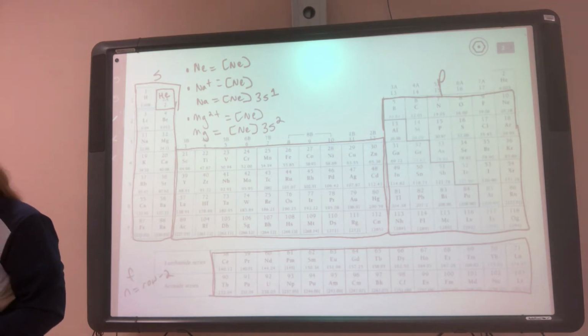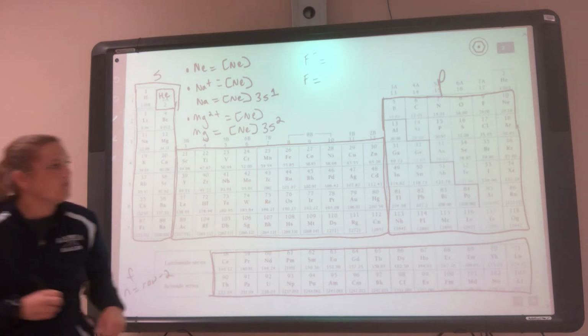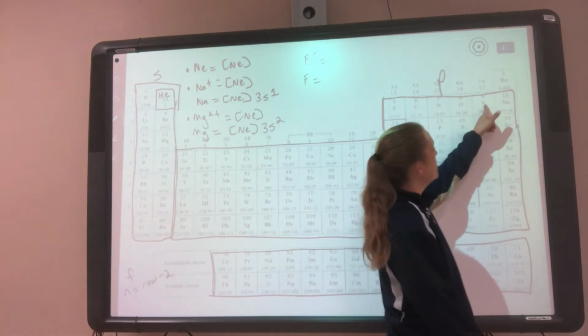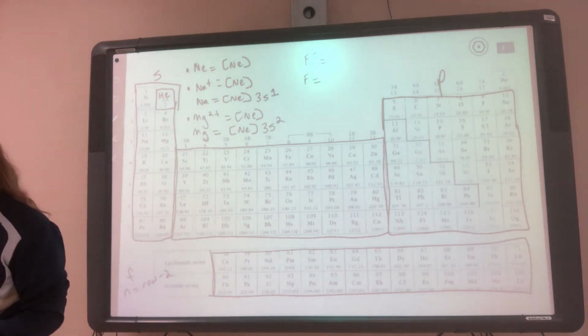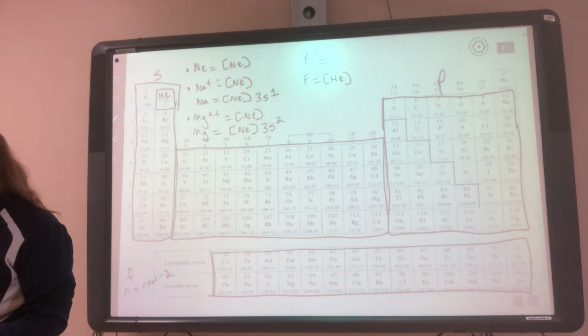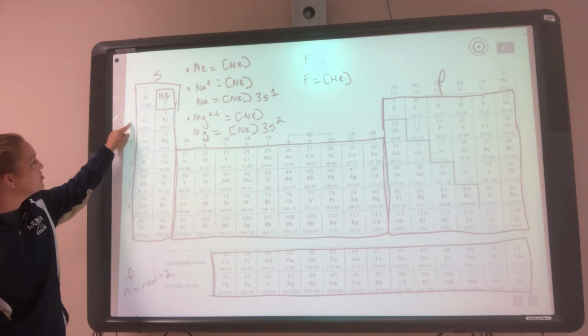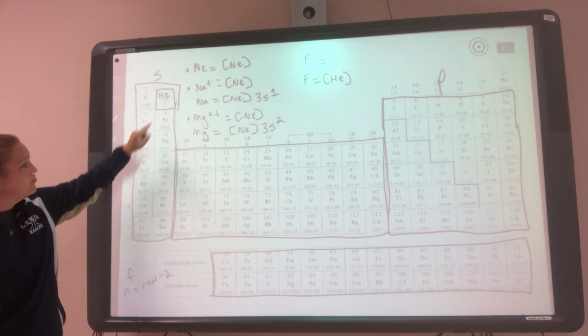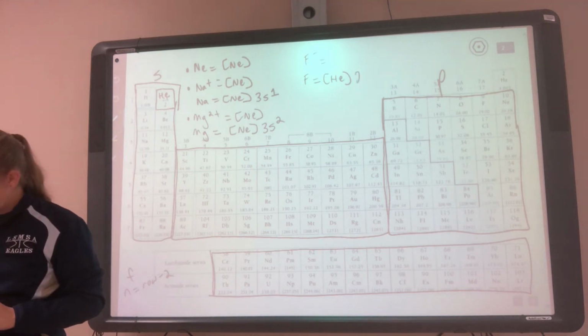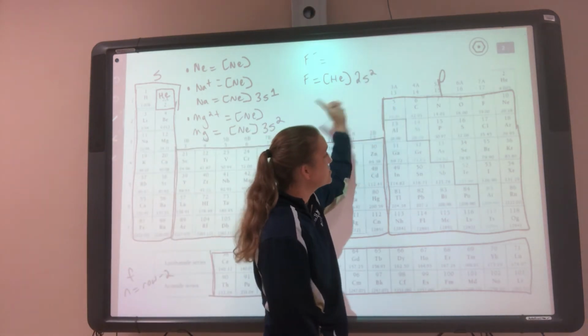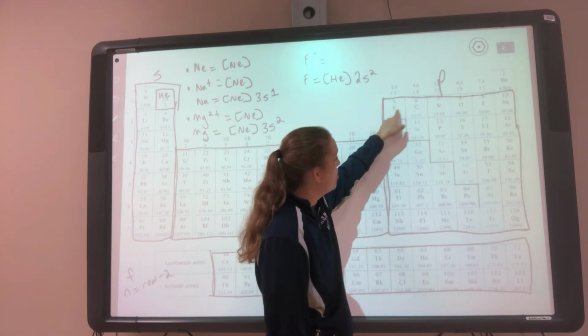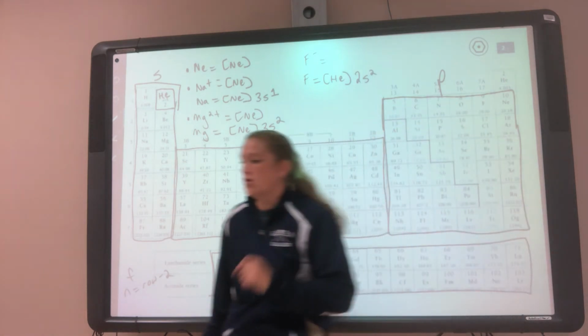All right, now let's move to our anions. The next one was F-. If I want F-, I have to do F. So let's find F. Here's F. His noble gas is going to be helium. And then I come over here and I've got 2s2. Then I come over here, I'm still in the p block, and still in the 2, so 2p, 1, 2, 3, 4, 5. 2p5.